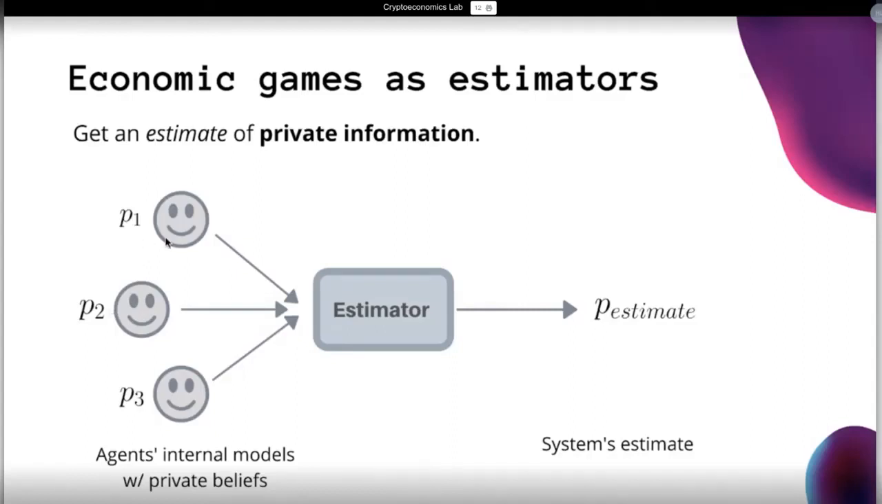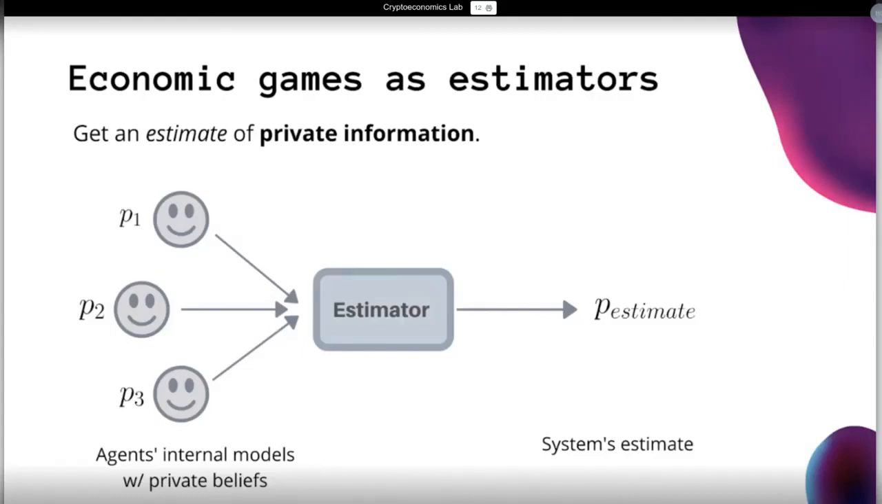So they have this private information, but that is not actually known to the system itself. So how do we get that information? The way we get this information is that whenever an agent performs an action on the system, they're actually revealing their private information or their private belief of the price. So once they reveal that, we can take that as a signal, because that is their true belief of what the price is.